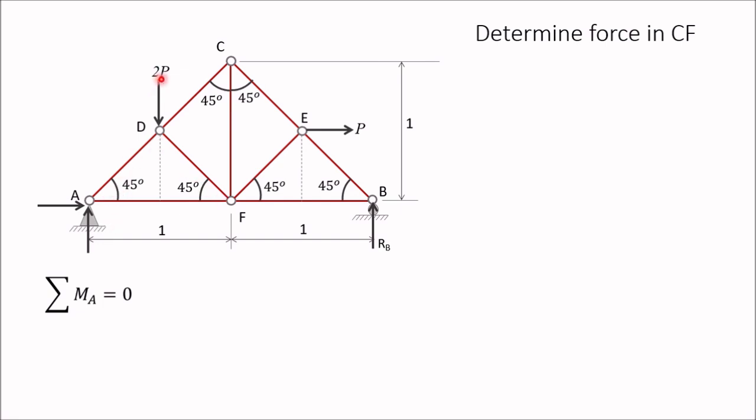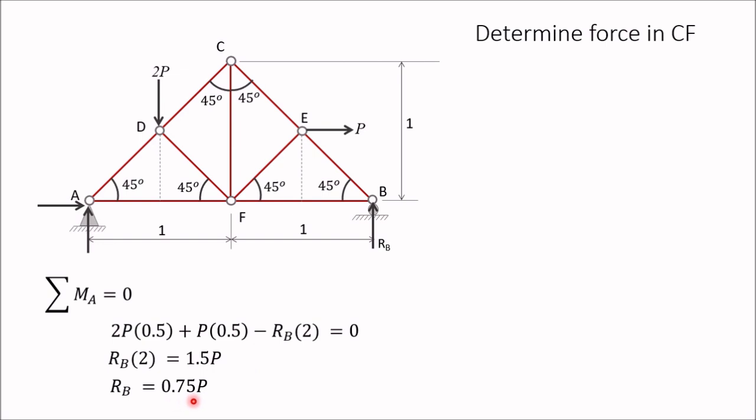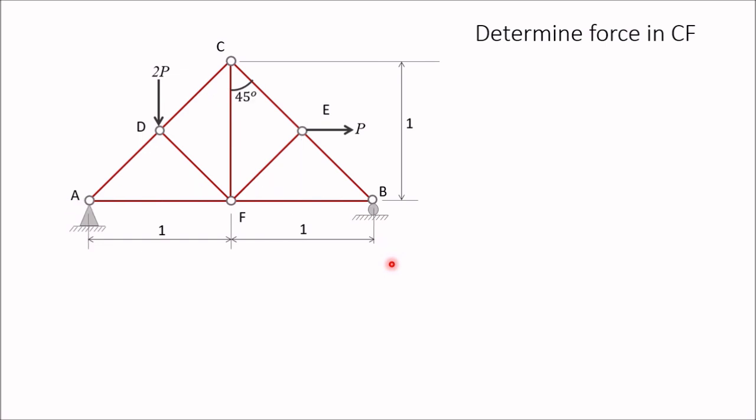Let's take moment of 2P about A. It is clockwise. So 2P into this length, 0.5. And after that, this force P is also clockwise about A. It is clockwise, so positive, and its distance is perpendicular, this one. So this is P into 0.5, and RB is anti-clockwise about point A, and its distance from A is 2. So RB into 2. So solve this. RB into 2 is equal to 1.5P, and dividing, RB is equal to 0.75P. So in this way you are getting value of RB as 0.75P.